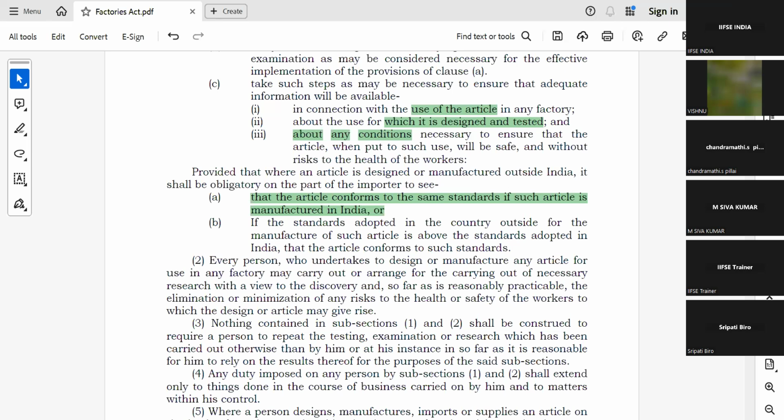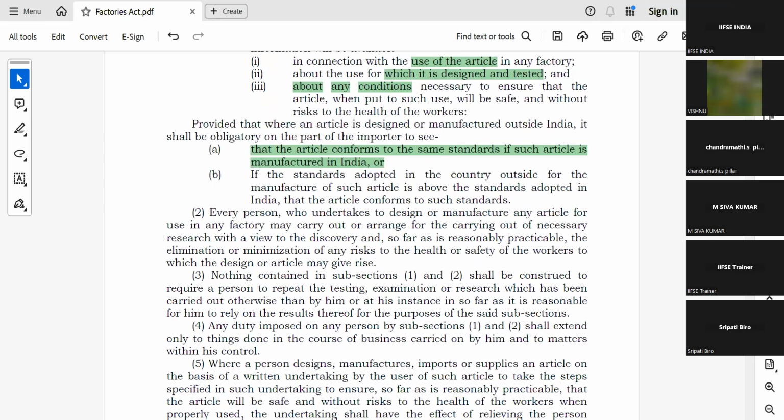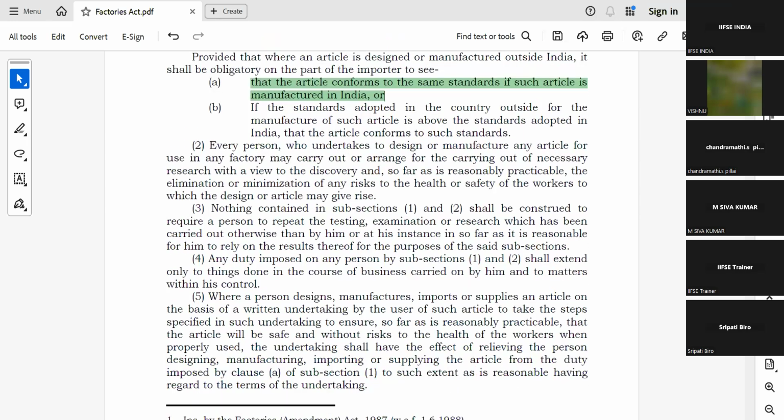If the standards adopted in the country outside for the manufacture of such articles is above the standards adopted in India, the articles conform to these standards. If the articles are made in other countries, so which those standards are above the Indian standards, then it is also acceptable. అంటే ఏదైతే కొన్ని పదార్థాలు లేదంటే వస్తువులు అవుట్ సైడ్ ఇండియాలో మ్యానుఫ్యాక్చరింగ్ జరుగుతాయో అవి ఇండియన్ స్టాండర్డ్స్ కంటే ఎక్కువ స్ట్రింజెంట్ కింద ఉంది అంటే సో విచ్ ఇస్ వెల్ యాక్సెప్టెడ్.